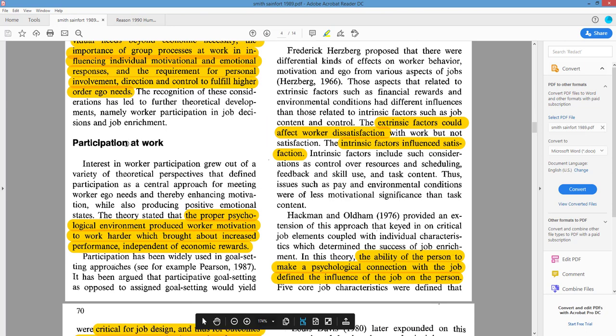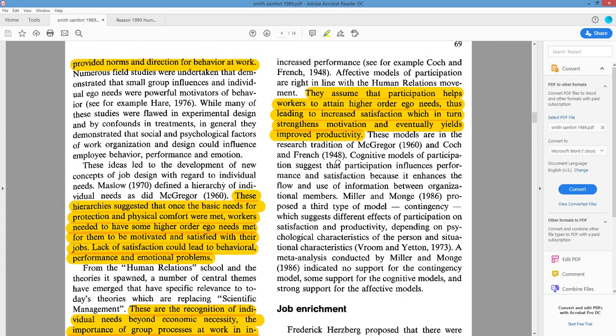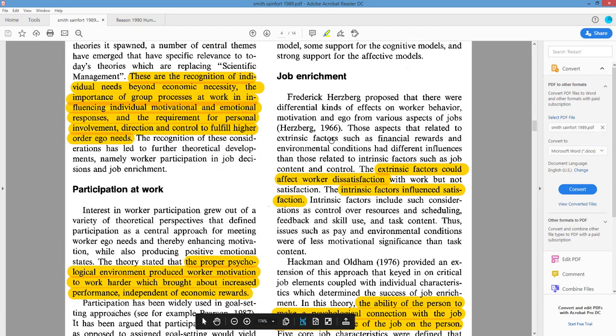It talks about participation, building off of what Lawler had we read last week, to get people motivated, excited, and to perform more work. So it talks a little bit about ego there. Job enrichment, which was a Hertzberg model or theory. Extrinsic factors could affect worker dissatisfaction. Intrinsic factors influence satisfaction. So satisfaction, dissatisfaction, according to Hertzberg, is not on the same continuum.